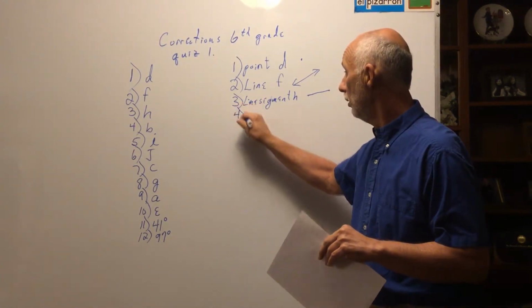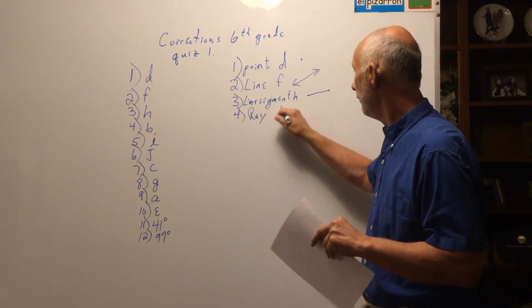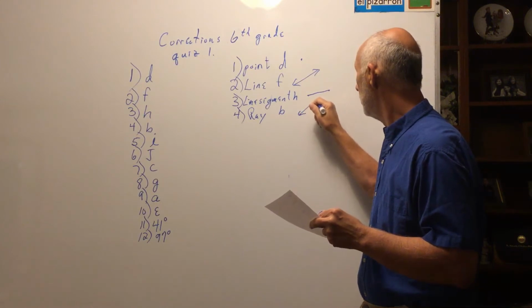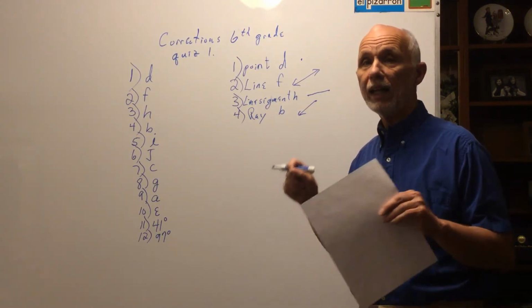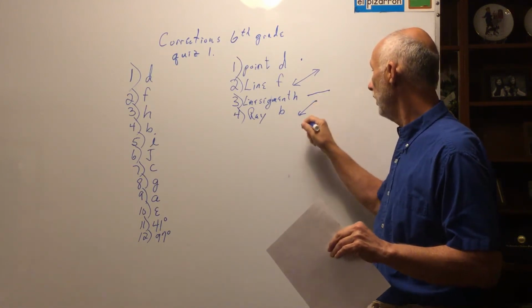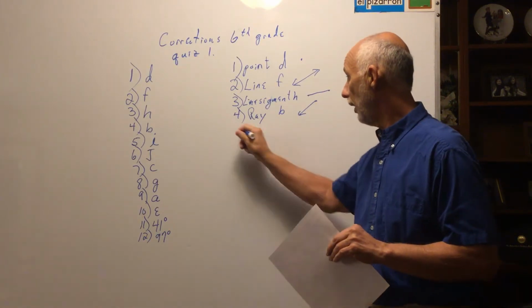Number 4, a ray, was B. And again, the ray looked like this. And again, it's a set of points that starts at an endpoint and goes forever in only one direction. So on one side you have an endpoint, on the other side you have an arrow. All right, and that's what makes it a ray.